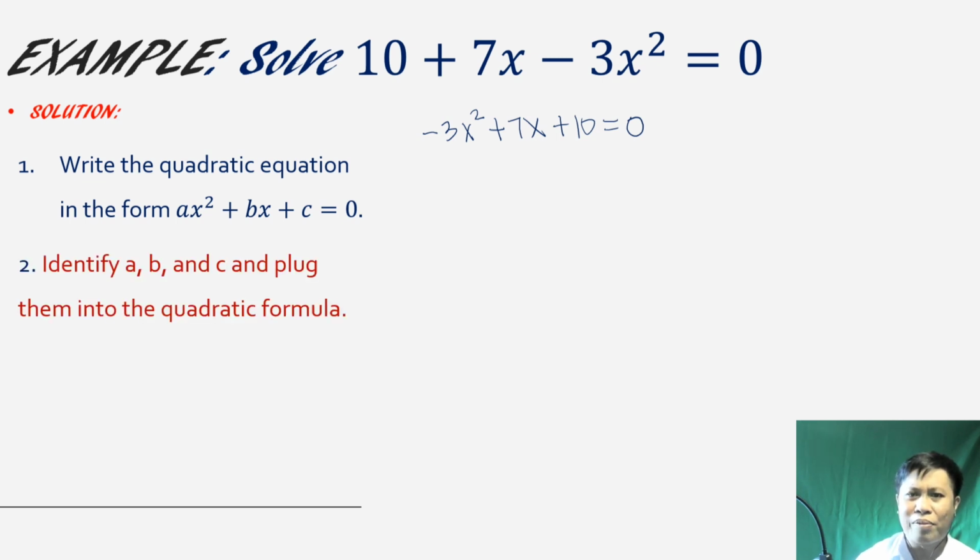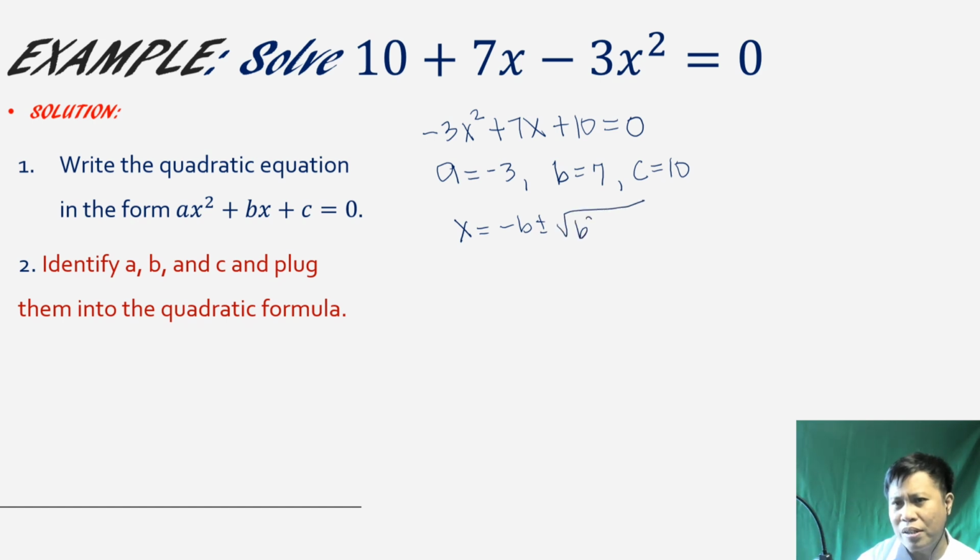Then after this, we have to identify the values of a, b, and c. So a now is equal to negative 3. This is the quadratic coefficient. B is positive 7, the linear coefficient. And C is positive 10. Then we'll plug these values to the quadratic formula. Again, the quadratic formula is x equals negative b plus and minus square root of b squared minus 4ac all over 2a.